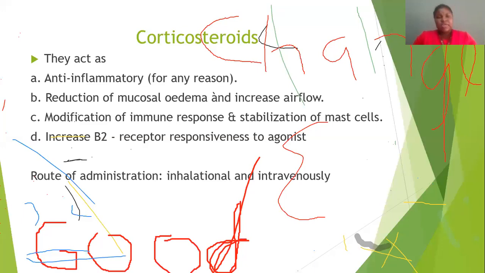Route of administration is inhalation. It can be given intravenously. An example of a corticosteroid is hydrocortisone. We are all familiar with hydrocortisone, so it can be classified as a corticosteroid.